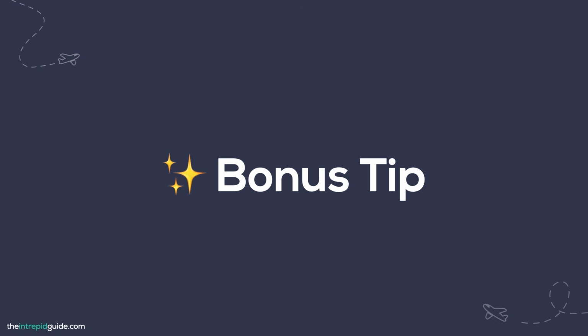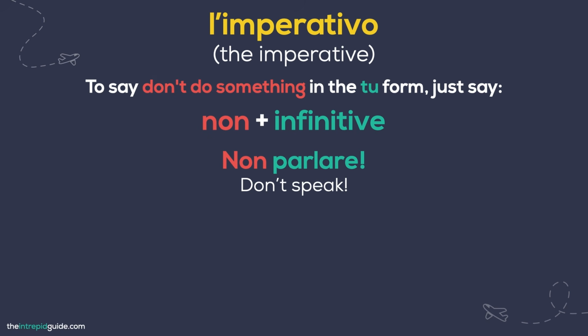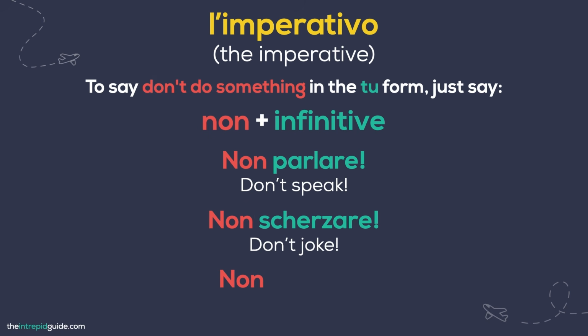Now here's a bonus tip. If you want to form a negative command, as in don't do something, you just say non plus the full infinitive verb. No conjugation is needed. So we say non parlare, don't speak. Non scherzare, don't joke. Non dormire, don't sleep.